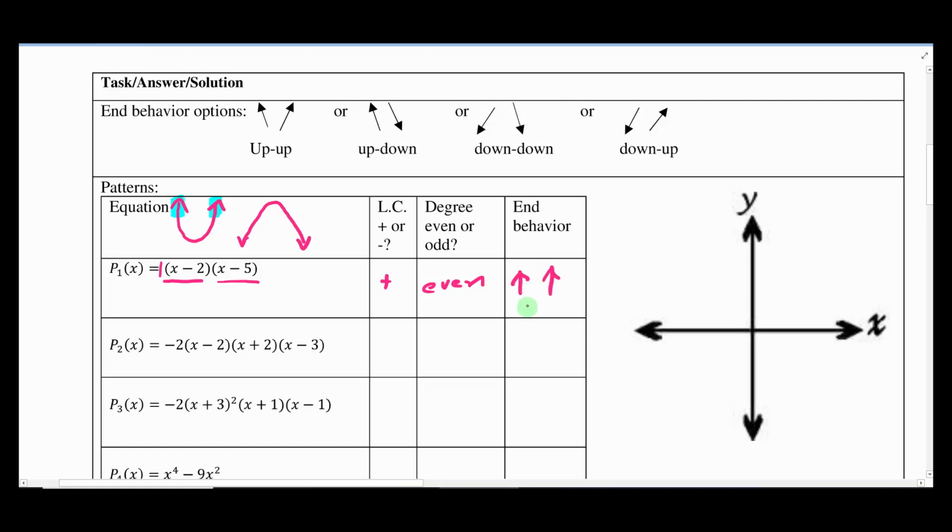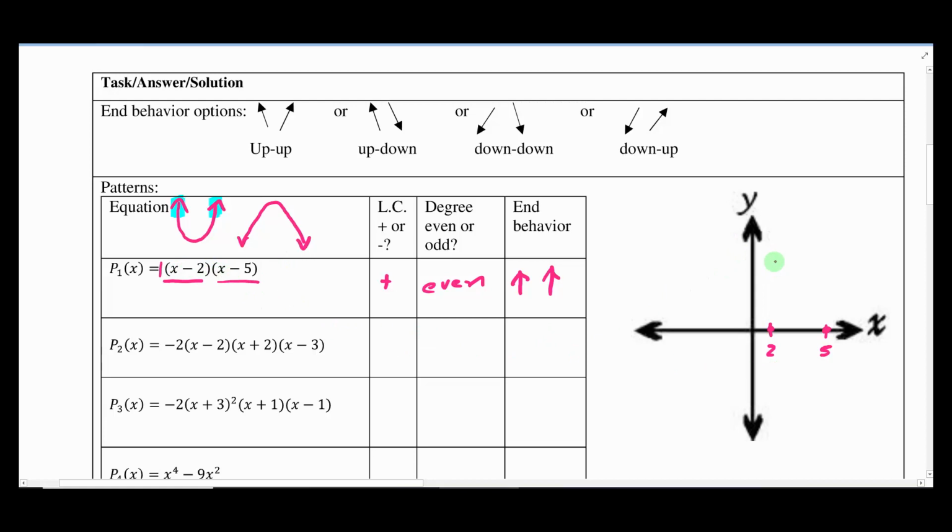All right, so if I were making a quick sketch of this polynomial that we see here, we know that the ends are going to be going up and up. We can see from the linear factors, since we have an x minus 2, we're going to have an x-intercept at positive 2 and another one at positive 5. Okay, that's just based on these guys right here.